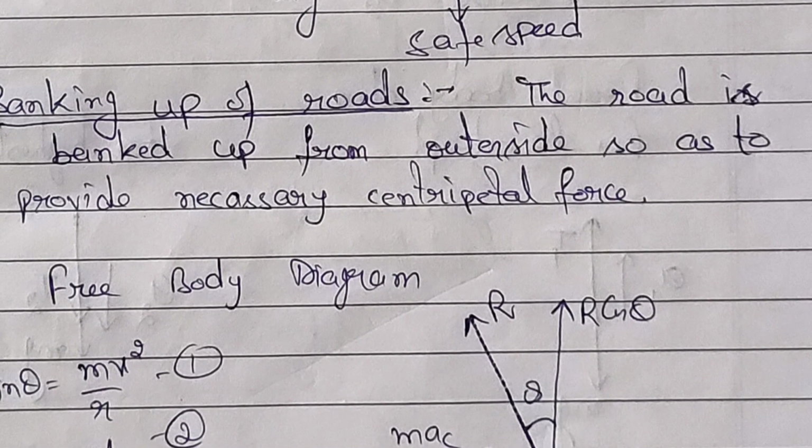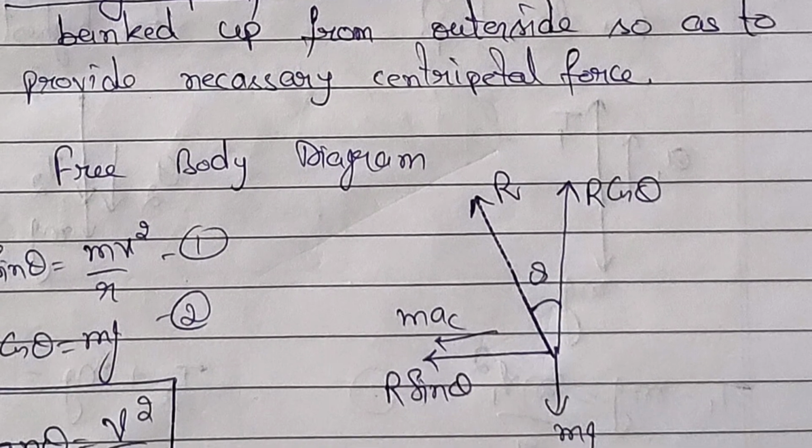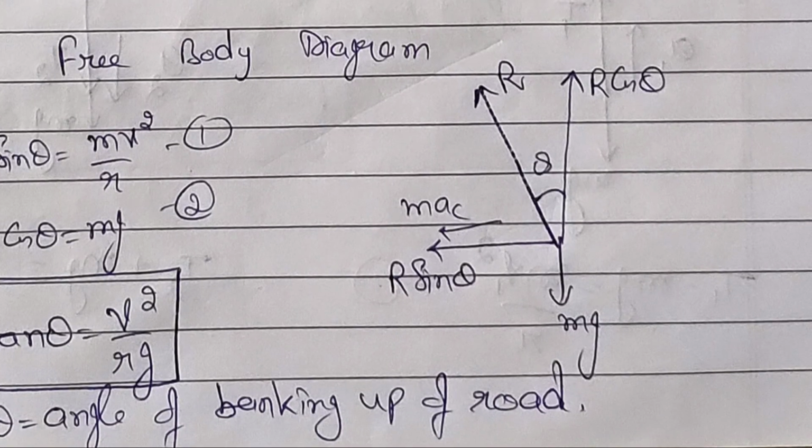Banking up of roads. If it is a car, then the car cannot bend, but we can bank up a road. Let us say that the banking of the road is at an angle theta. Again resolve the normal reaction R into two components, R cos theta and R sin theta. R cos theta balances the weight, and R sin theta is mv square by r. So you will get tan theta is equal to v square by rg. This theta is the angle of banking of roads. So find out the velocity which is required and the radius of the path, and then you will balance this equation.